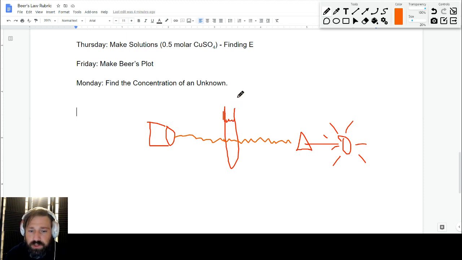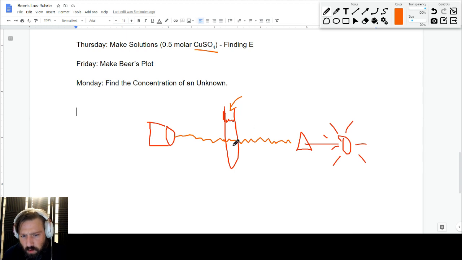Now, this solution has some kind of salt in it. The salt that we're going to be using is copper sulfate. Copper sulfate makes a nice blue solution, so you can actually see, oh, it's a really dark blue. This must be a very concentrated solution. Oh, this is very light blue. It's not that concentrated at all.